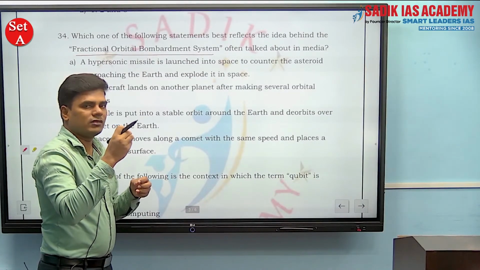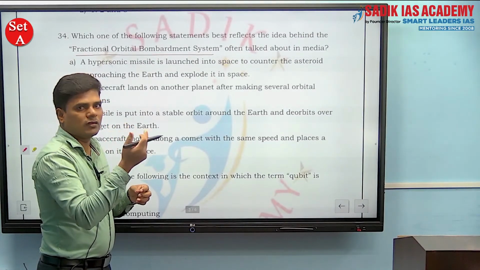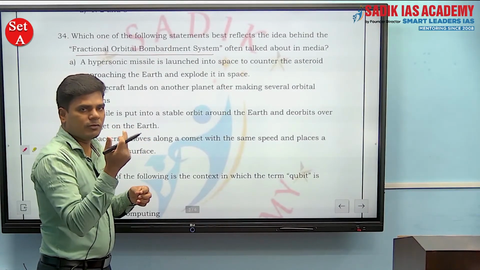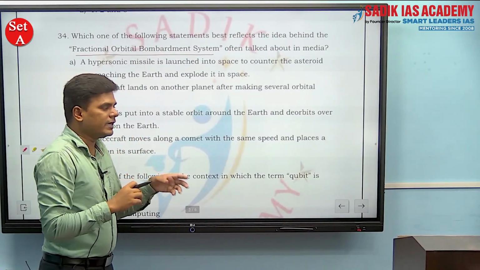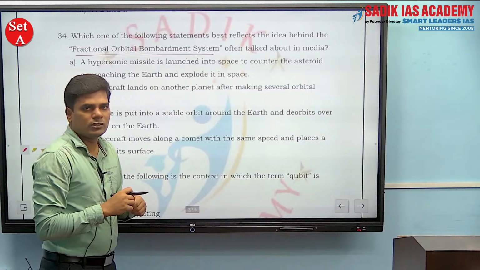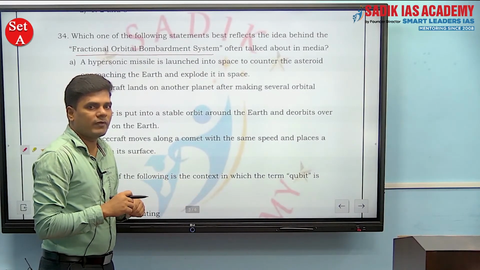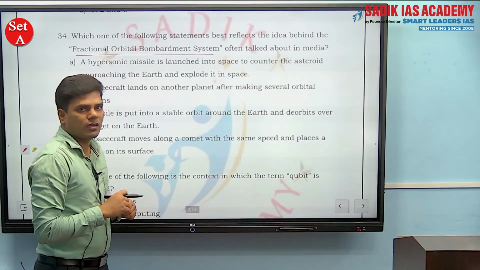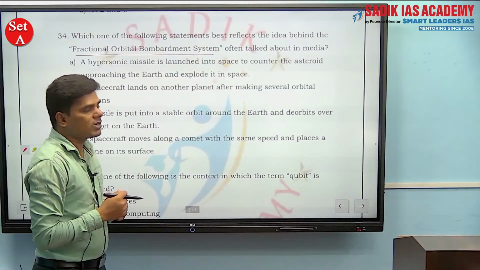So just the missile or warhead will be in the lower Earth orbit, it will be revolving, and suddenly it will deorbit and hit a particular place on the Earth. Till it hits the Earth, we may not know the path of the missile or warhead. So that is what this fractional orbital bombardment system is.